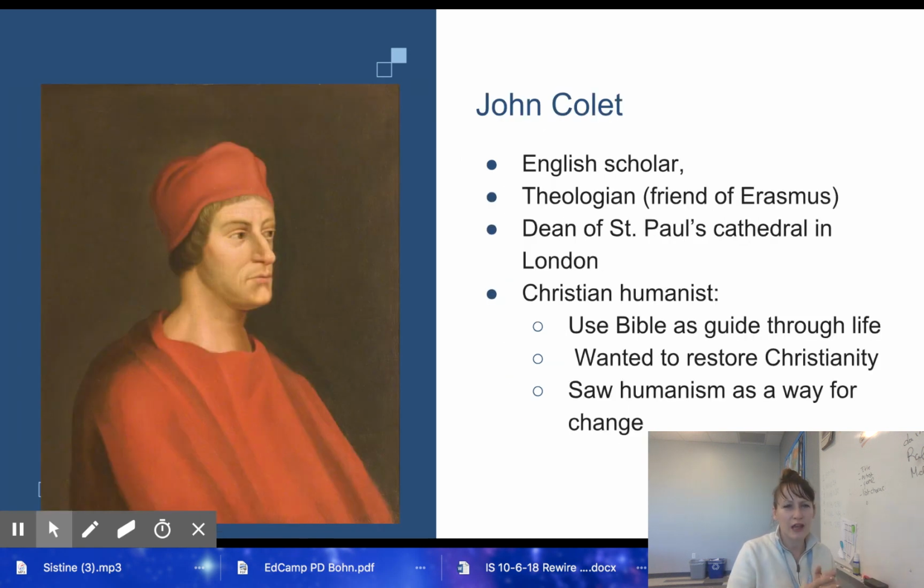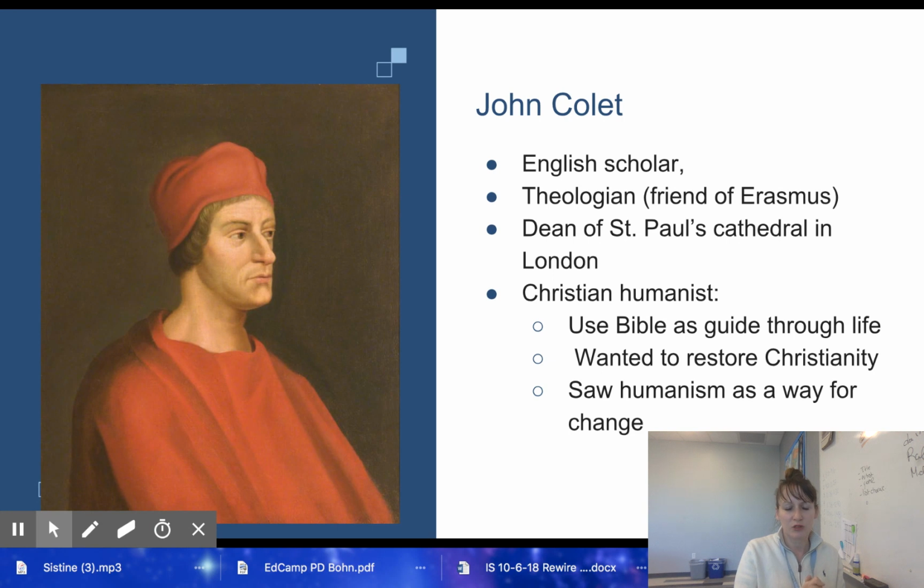We have Jean Colet of England. He was a theologian and a friend of Erasmus, we'll get to later. He was a dean at St. Paul's Cathedral in London. And he was a Christian humanist. So this is when humanism begins to get more Christian again, especially in the North. Remember we said how the Northern Renaissance was a bit more Christian.